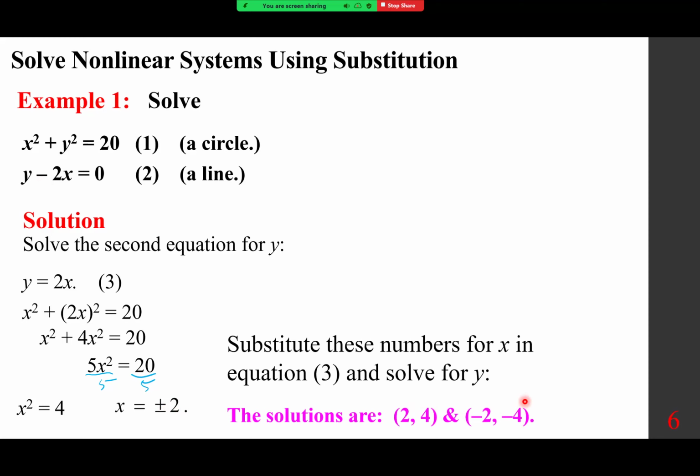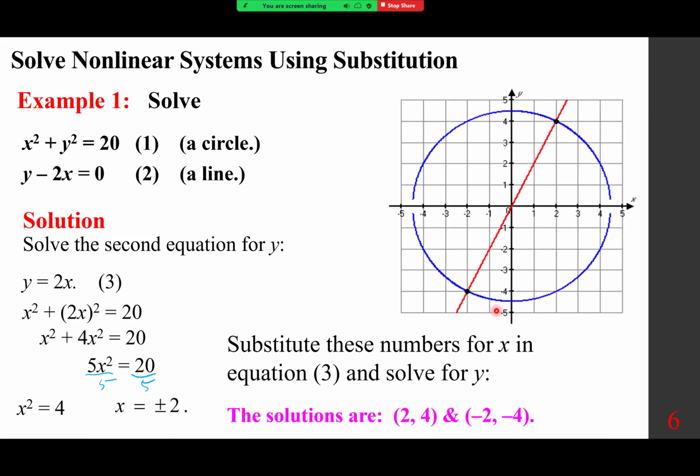Notice if we were to graph them, we would get a circle. X squared plus y squared equals 20 is a circle centered at 0, 0 with the line y minus 2x equal to 0, which goes through the origin. And those are the 2 points of intersection, everybody.